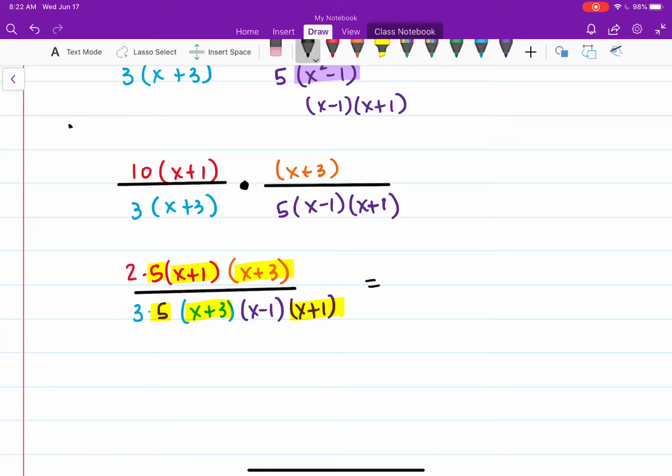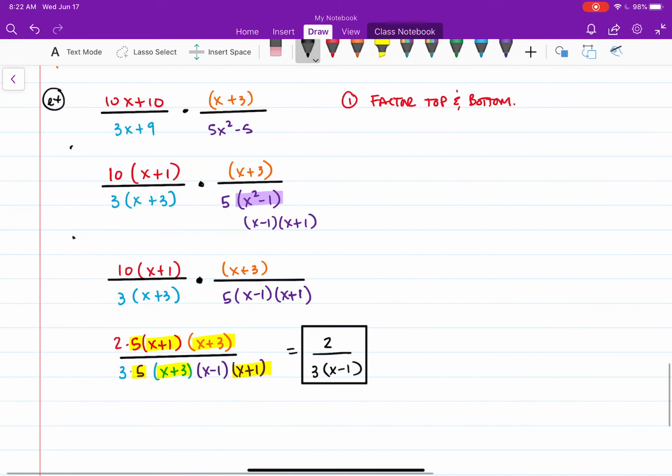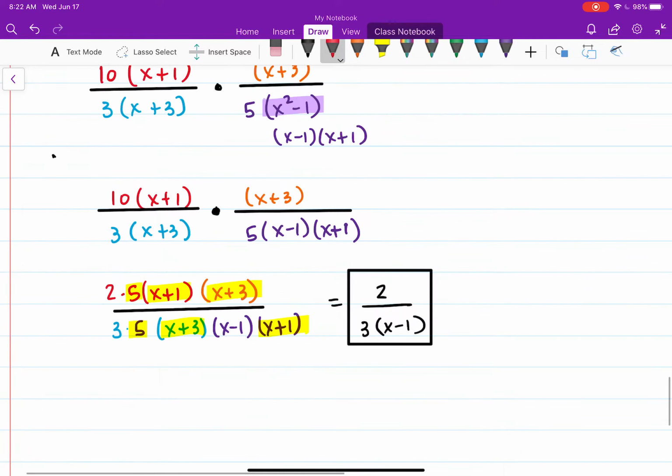So what do I have left? On the top, I only have a 2 left. What do I have left on the bottom? The 3 times the x minus 1. Okay? So then, that would be my answer. Voila. Okay? So it's just as simple as that. The downside is that you have to factor. And step 2 is just to simplify. Or you need to do some canceling. Okay? Or see what's in common.